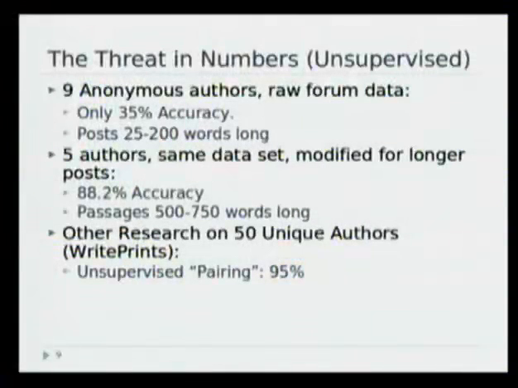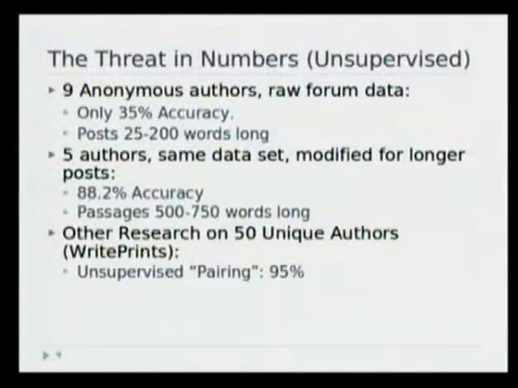So while I hope these scenarios present a somewhat clear threat, I want to give some numbers to back it up. Now, the unsupervised case is a bit more difficult. We did take a forum and anonymize all the data, looked at 9 anonymous authors with lots and lots of posts, and only got about 35% accuracy when using just the original data set. We think that this mostly is because the documents are much shorter and it's harder to distinguish writing style in these shorter documents. So we took 5 of these authors and added a bunch of their posts together to get longer documents, and we were able to, with unsupervised learning techniques, get about 88% accuracy in figuring out what authors wrote which posts. So clearly there's a little bit more work to do here, but there is also other research going on.